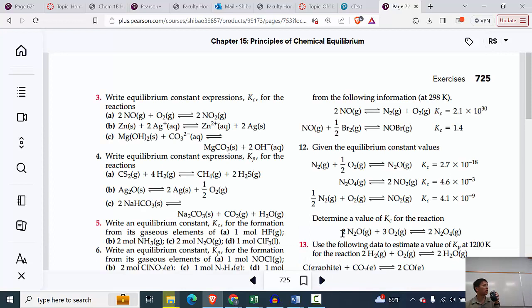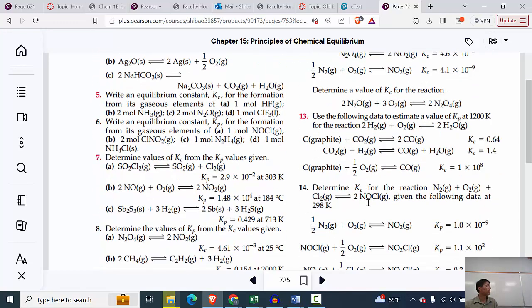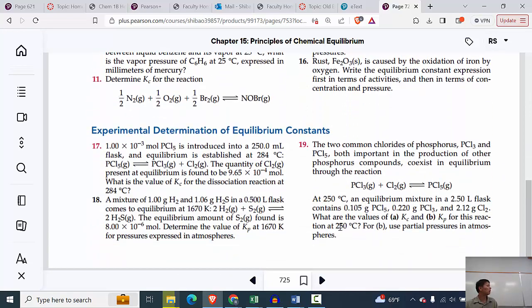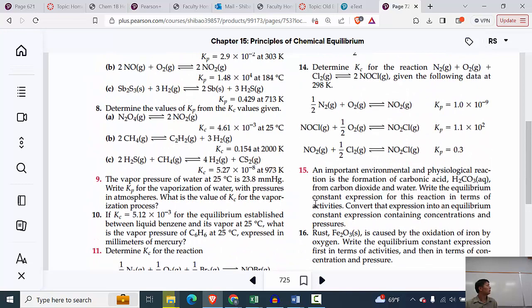If it's a solid plus all solutions, then it's a KC. If it's solid and all gases, it's a KP. But if you have a solid plus solution plus gases, then it's neither. It'd be KEQ, right? And so we'll take a look at that. Let's see some KEQs here.